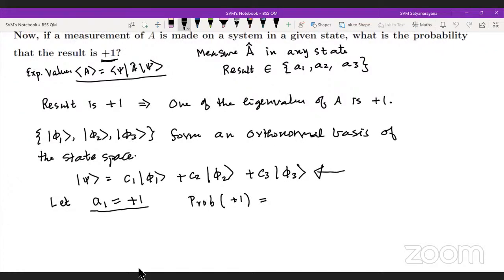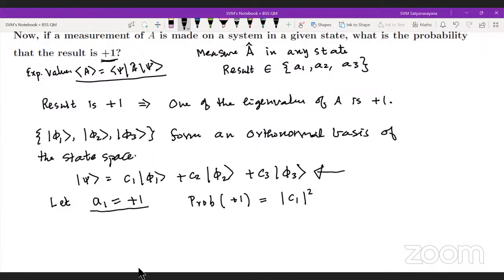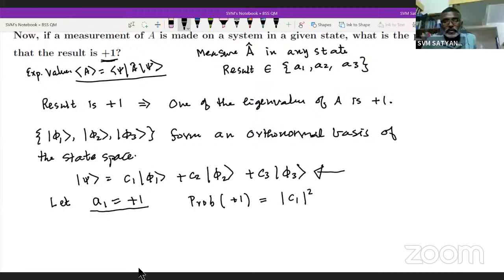Is it C1 square? That is modulus C1 square, correct? Now, how will I get C1? What is C1? How do I get C1? I know psi, I know phi1, phi2, phi3. How do I get C1?